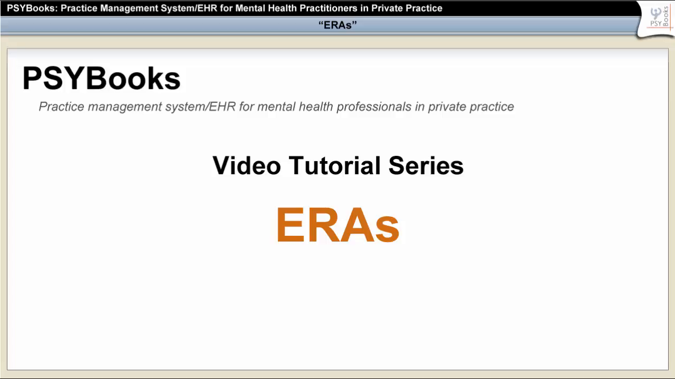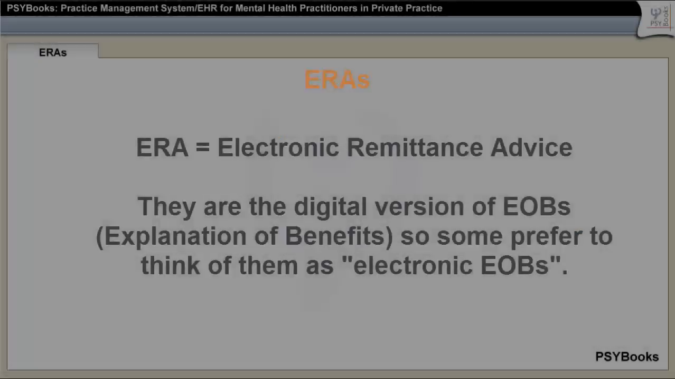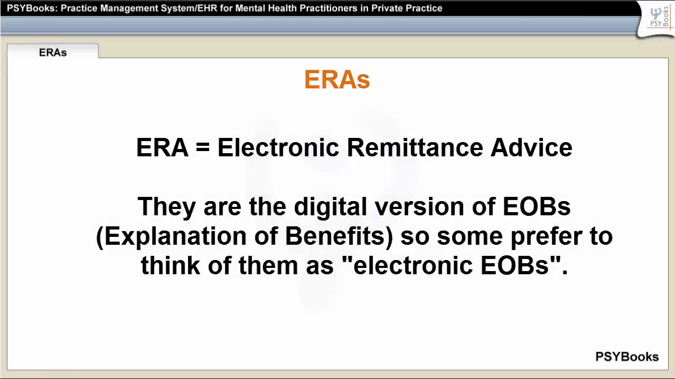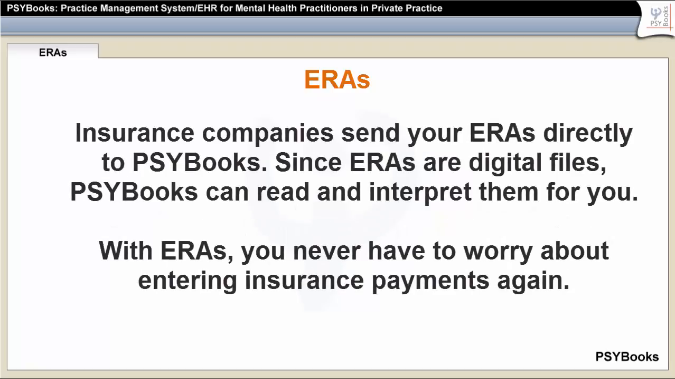ERAs. The term ERA stands for Electronic Remittance Advice, but I prefer to think of ERAs as electronic EOBs. They're the digital equivalent of EOBs you might normally get in the mail. To start receiving ERAs, you have to sign up with the specific insurance companies you want. Once the insurance company receives and processes your request, they'll begin sending you ERAs instead of EOBs.